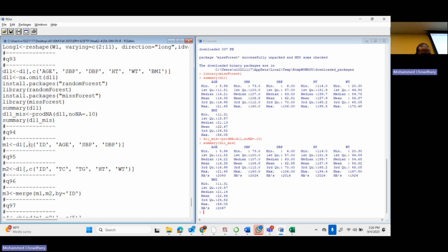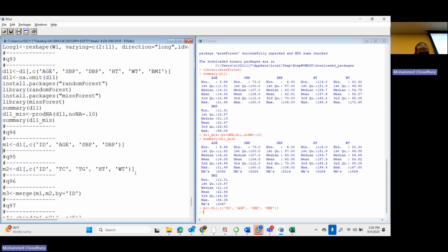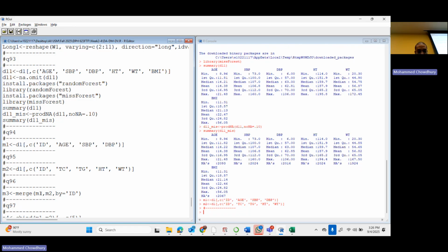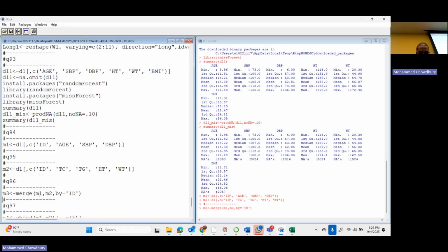This is one data set that has ID, age, SBP and DBP variables. And that is another data set with ID, TC, TG, height and weight. So I can merge them by the ID variable. These are the options I can use to merge them. Two data sets have been merged here, but this is row merging.